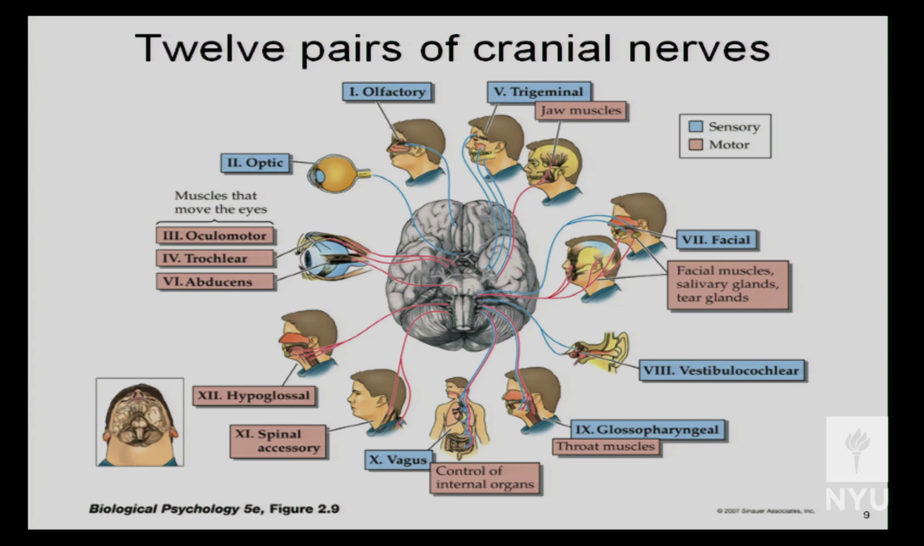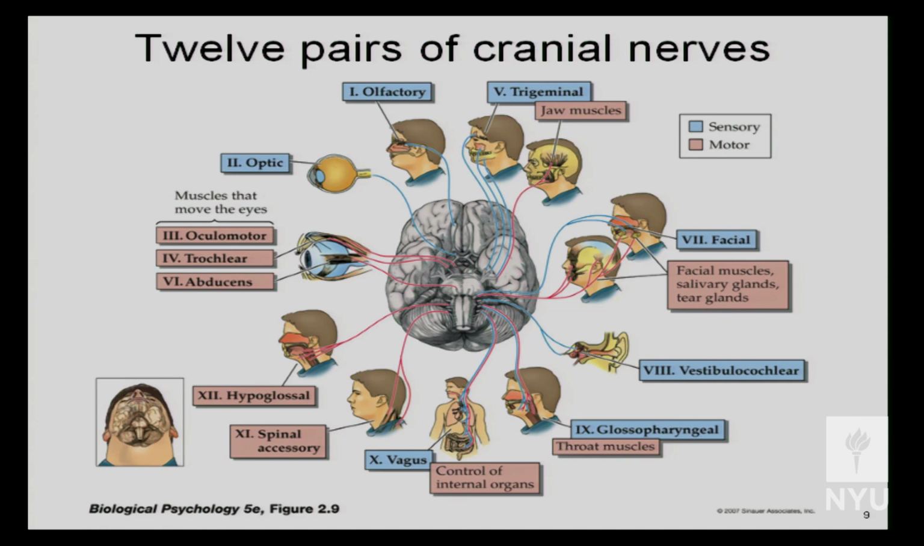Third nerve is oculomotor nerve, controlling eye movement. Fourth nerve is trochlear nerve that also controls eye movement in different directions. You don't have to know how they control the eyes, but both of these are pure motor, and all they do is control the eyes.